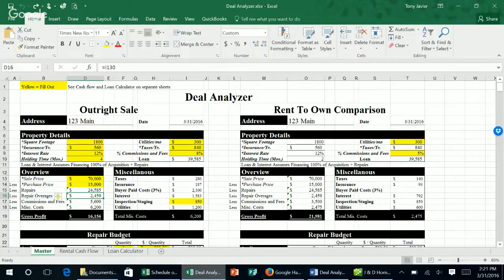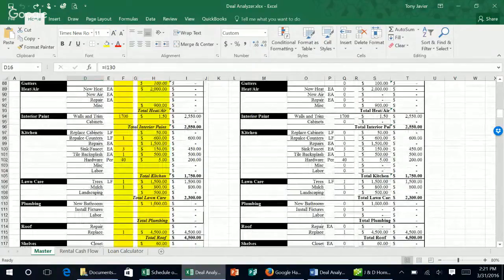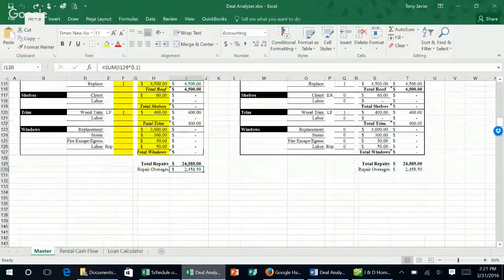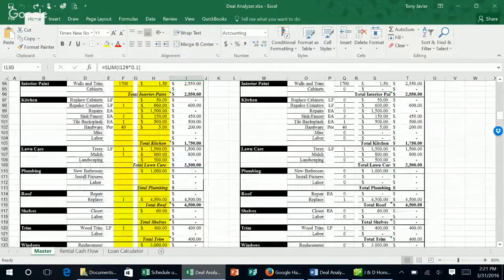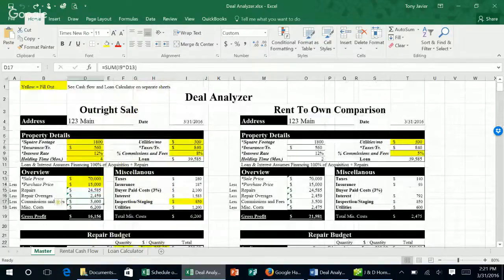And it's actually down here is where the overages are calculated, all the way at the bottom. So 10% of the repairs, which we'll get into here in a minute, is where that number comes from. Commissions and fees, like I said, 8%. So if you take this number right here times the after repair value is where you come up with that number.